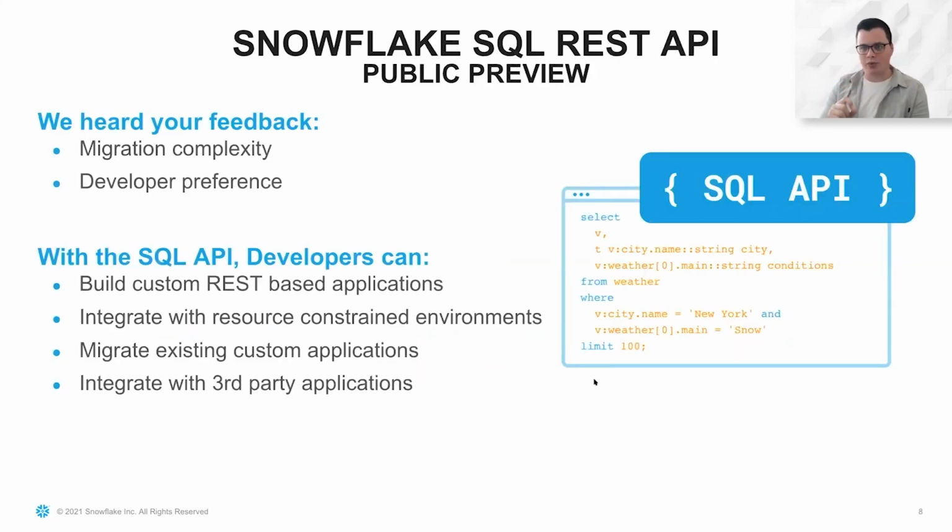Even then, if you want to use a REST API, the good news is that Snowflake has this SQL REST API that enables you to directly query your Snowflake data over a REST interface. We heard developer feedback that many developers just prefer the API itself, so we give you that ability. What's cool about a REST API is that you can build custom REST applications. You can integrate your application and plugins in resource-constrained environments that you might not have been able to before, integrate with third-party applications, and even migrate existing apps over to Snowflake.